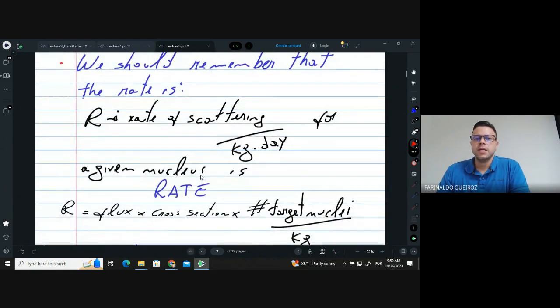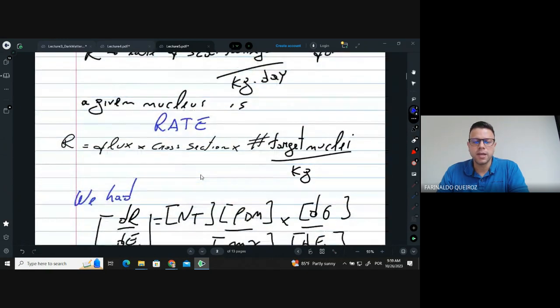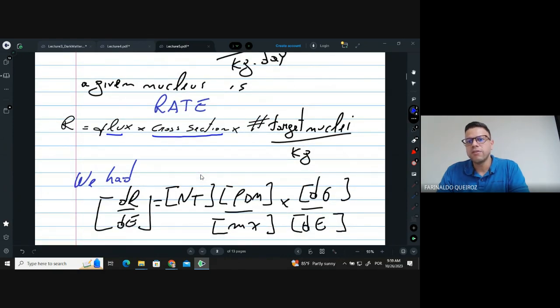But okay, fine. So let's do it. The rate is the rate of scattering, that's what it is. The rate of scatterings for a given nucleus per kilogram per day. But the rate in particle physics, or in statistical mechanics or in fluid dynamics, whatever, is given by the flux of whatever times the cross section of whatever times the number of target nuclei you have per kilogram.